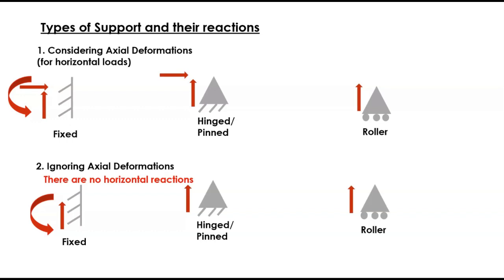Now let's look at the types of support and the reaction. When we consider axial deformation for horizontal loads, we consider all the reactions which I have discussed before. Now when we ignore the axial deformation, there are no horizontal reactions. So comparing 1 and 2, we can see that in 1 there is horizontal reaction for fixed and hinged, but in the second case there is no horizontal reaction, and this is the case only for vertical load, the second case.